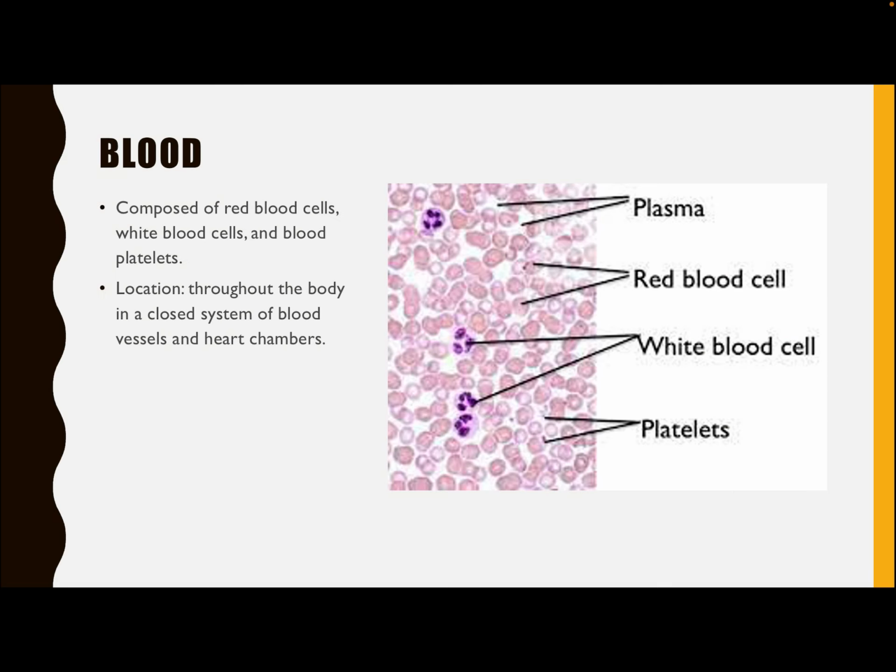Second of all, we have the blood, which is composed of red blood cells, white blood cells, and blood platelets, and the location is throughout the body in a closed system of blood vessels and heart chambers.